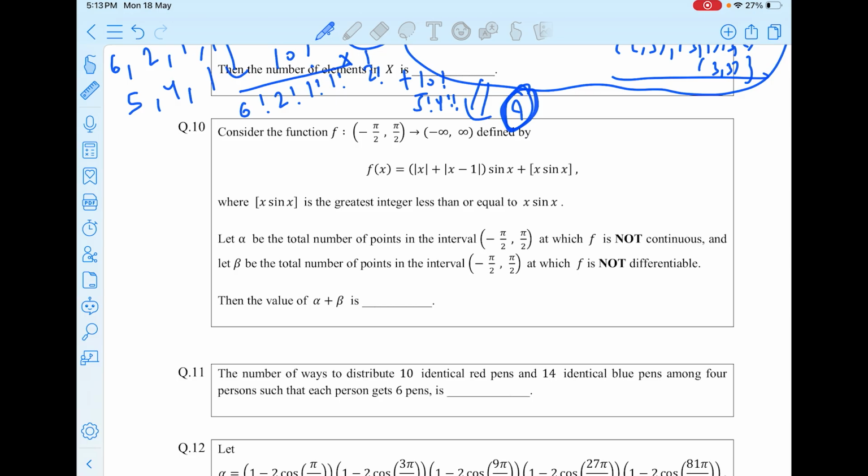Total number of points where it is not continuous and non-differentiable. See, we have to check non-differentiability when x is 0, x is 1. Why at these points? Because at these points the modulus is changing. Modulus is changing means the definition is changing. Okay, and now apart from that, where this is becoming an integer.